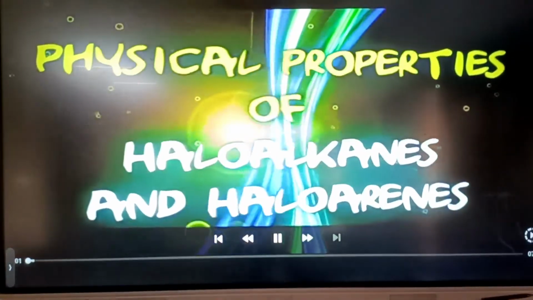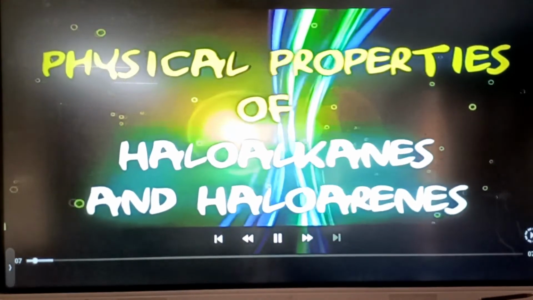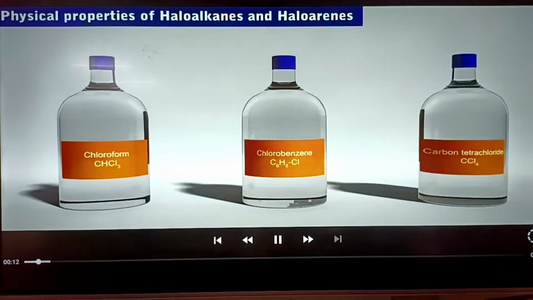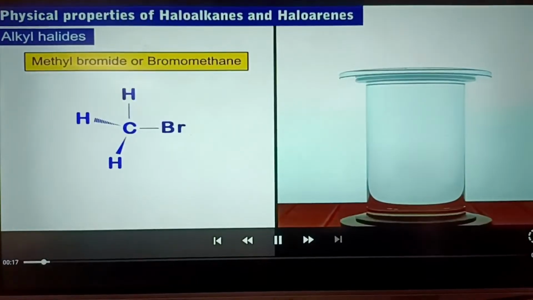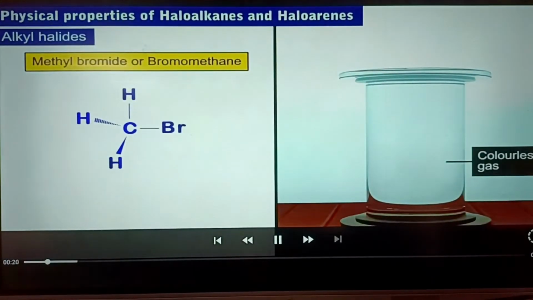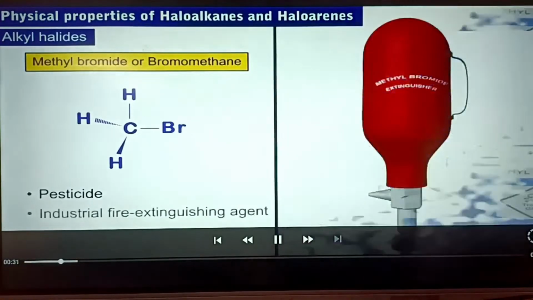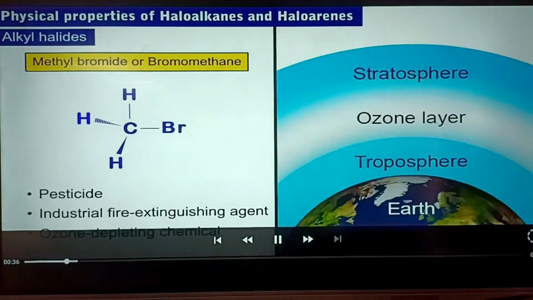In this module, we will be studying the physical properties of haloalkanes and haloarenes. Pure alkyl halides are colorless. For example, methyl bromide is a colorless gas that can be used as a pesticide. However, this use is being phased out due to its toxicity. Historically, it was used as an industrial fire extinguishing agent. Methyl bromide is also known to be an ozone depleting chemical.